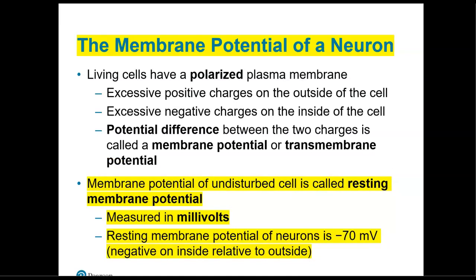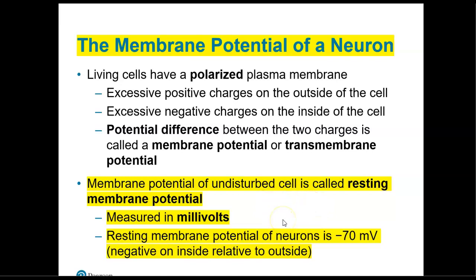All right, we're going to go on and talk about the membrane potential of a neuron. We're going to focus on three types of membrane potentials. The resting membrane potential, the graded or local potential, and what's called the action potential. So you need to understand what potential means. The membrane potential is the voltage across the plasma membrane of the neuron. It's measured in millivolts, just like voltage when we're talking about electricity.